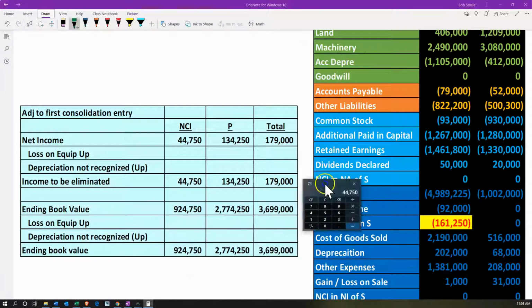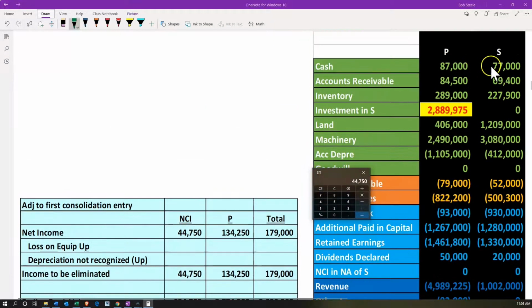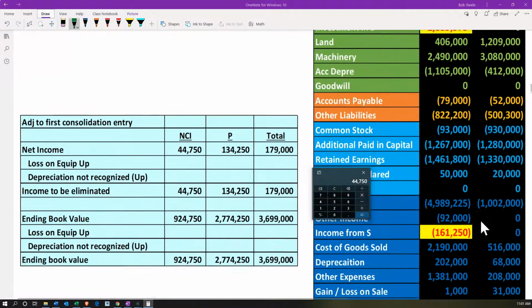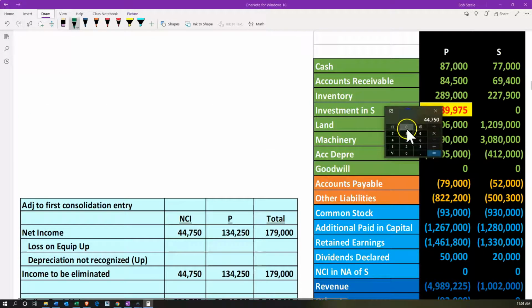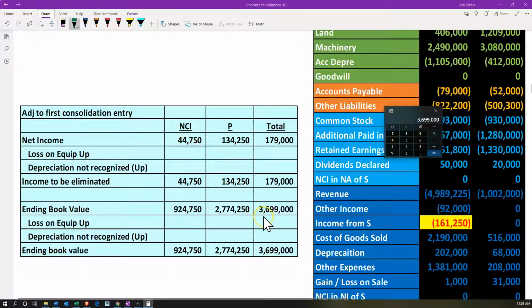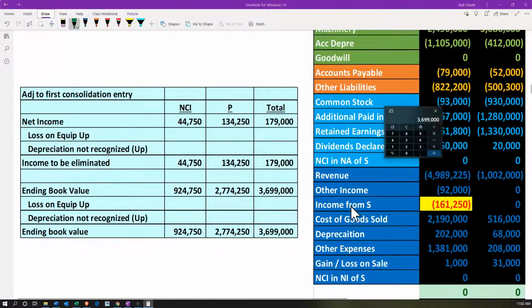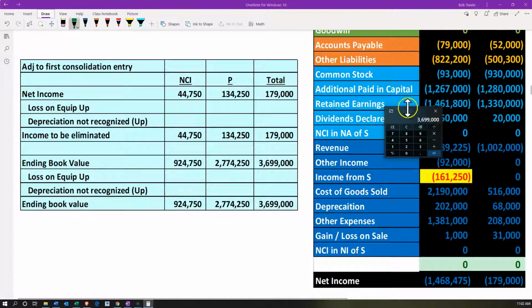So we're going to start our table here, and that's going to be either assets minus the liabilities or all of the equity section. Let's add that up real quick just to check that out. 77,000 plus 69,400 plus 2279 plus 129,000 plus 3080,000 minus 412,000 minus 52,000 minus 500,300. And that's going to give us the 3,699,000.